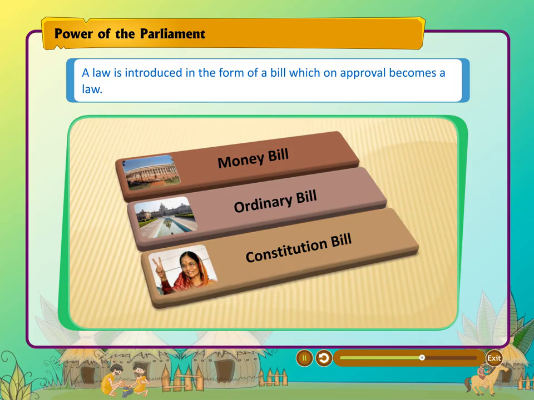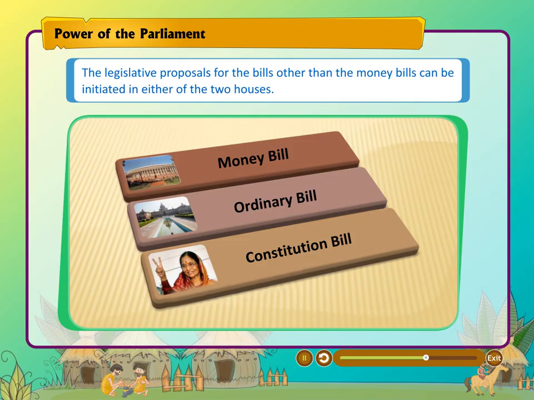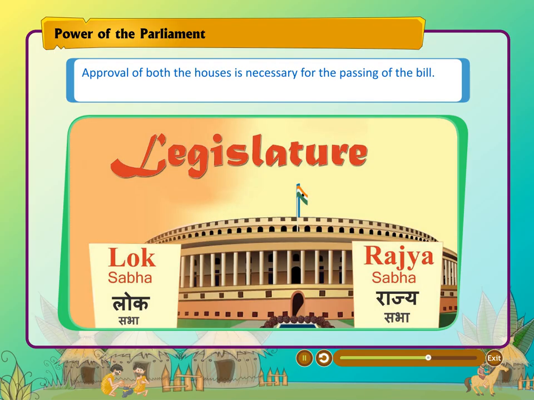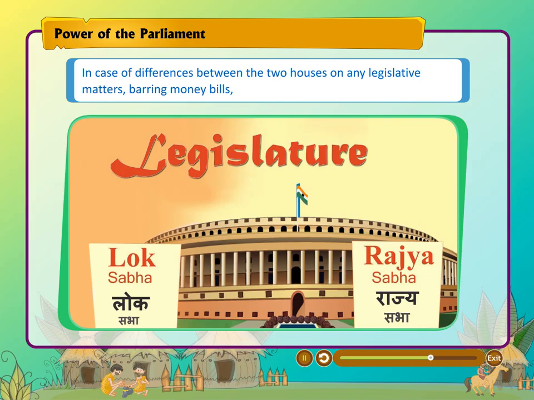A law is introduced in the form of a bill which on approval becomes a law. There can be money bills or ordinary bills or constitution amendment bills. The legislative proposals for the bills other than the money bills can be initiated in either of the 2 houses. Approval of both the houses is necessary for the passing of the bill. In case of differences between the 2 houses on any legislative matters, barring money bills, a majority vote is taken in the joint meeting of both the houses.